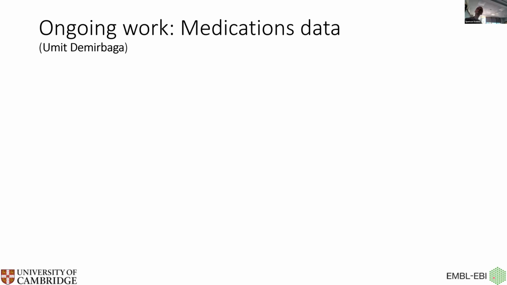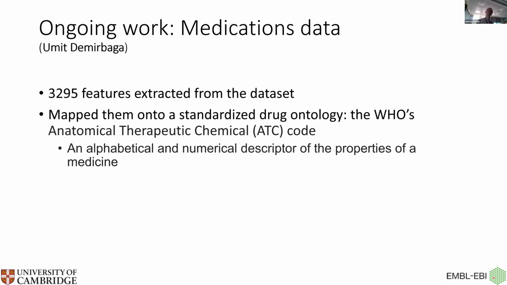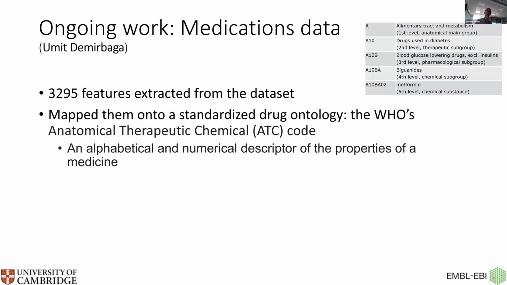Another postdoc, Huma Demabaga, has been working with medications data, so I'm still keen to prove Voltaire wrong. This is unpublished work, so I'm going to talk about it with some caution because I don't want to make too much inference about it in case we change our minds downstream. But just to let you know that we have extracted medication features from the data set. We've mapped onto a sort of standardized coding drug ontology, the ATC code, which is basically an alphanumerical descriptor of the properties of a medicine that looks a bit like an ICD-10 code. I won't go into all the details because I'm conscious of time.